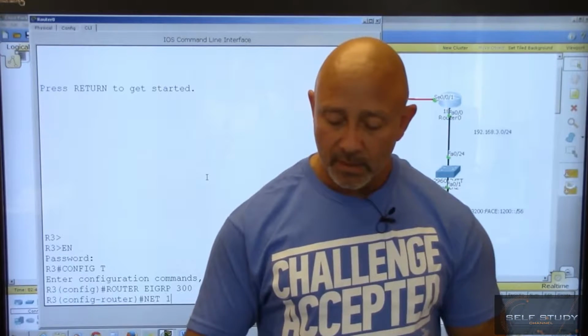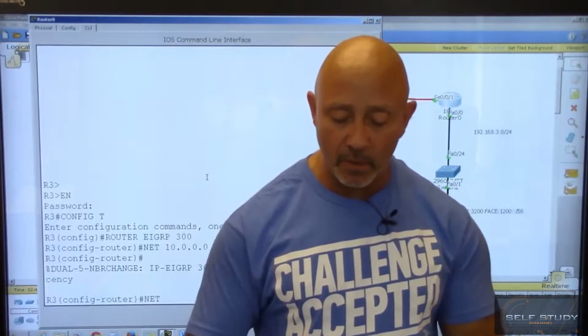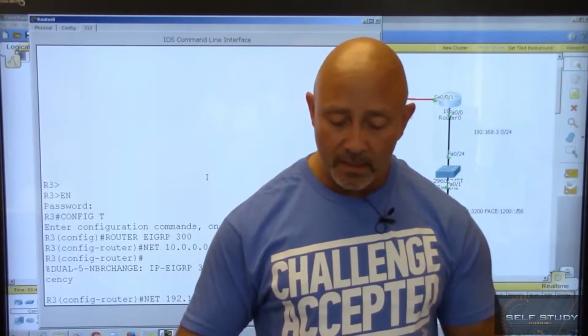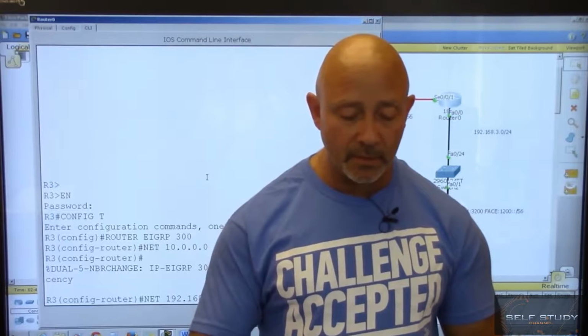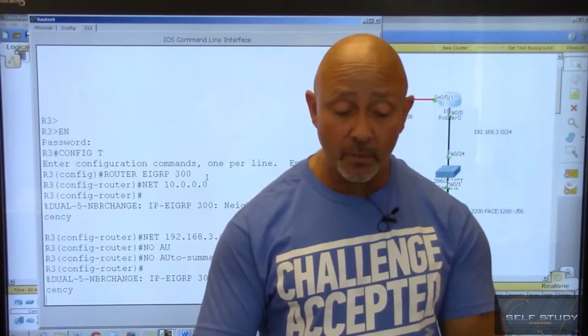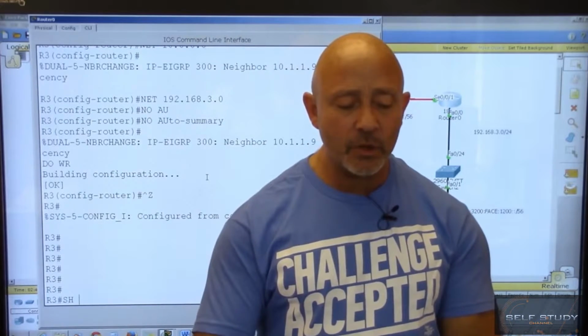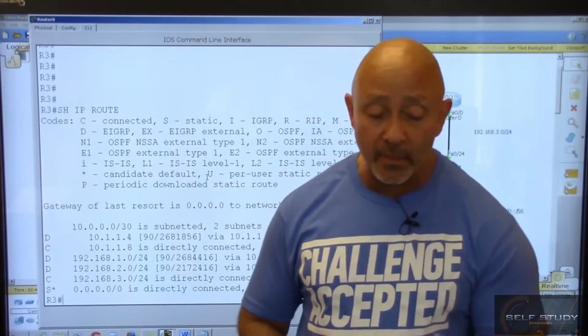Network 10.0.0.0. Ooh, look at that, found it already. Network 192.168.3.0. No auto-summary. Do WR. From right here, let's take a look at the show IP route. Let's take a look at the routing table.